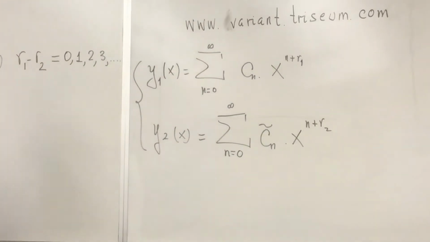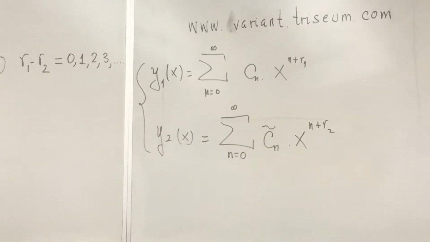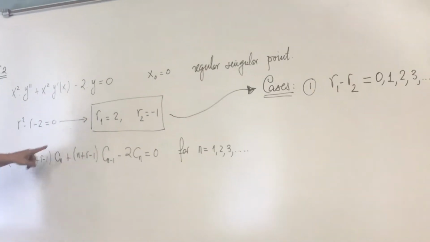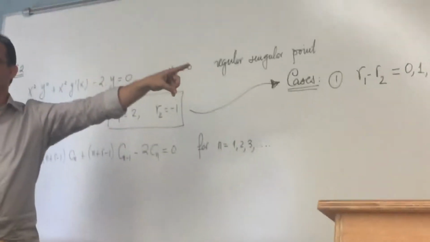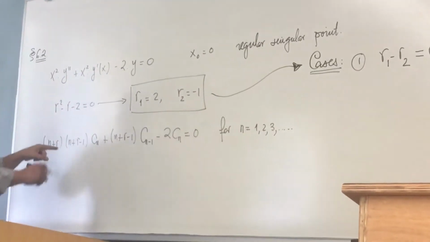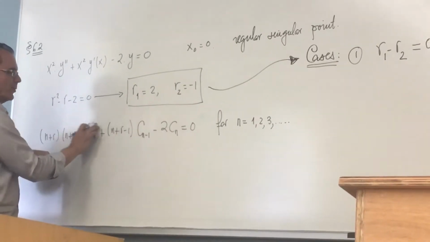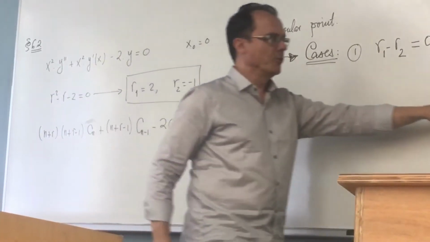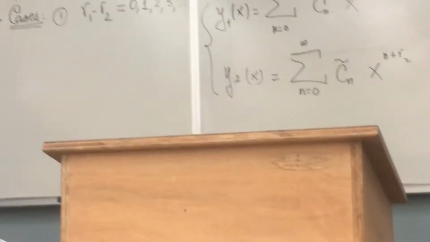So what would you do to find those two? In this case, number one, you plug the first value, r1, here and find the Cn's for the first one. Then you go to the second value, plug in r2, and that's how you find the ones with the tilde, the other coefficients for the second solution. You plug them in and you get the two. That's case number one. This is the simplest case.